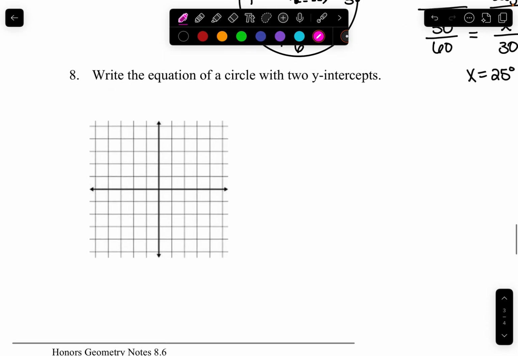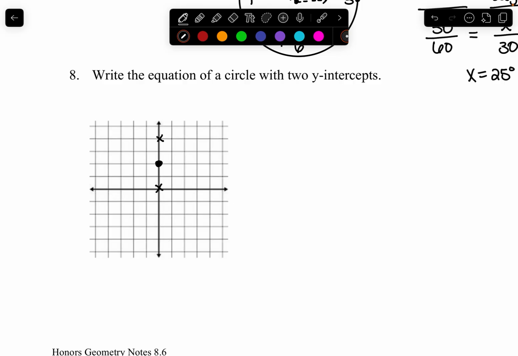Last one. Okay, it says write the equation of a circle with 2 y-intercepts. There are rules and whatever to this. I find it's just 10 times easier to just draw yourself a circle that has 2 y-intercepts. It doesn't matter if it has x-intercepts, but it definitely needs to have 2 y-intercepts. So I'm going to put my center here. And I want my intercepts there and there, and that would be 2 y-intercepts.